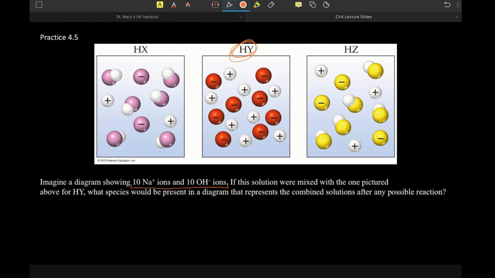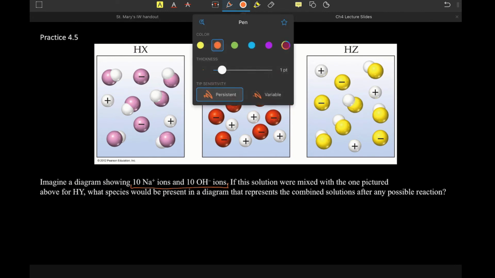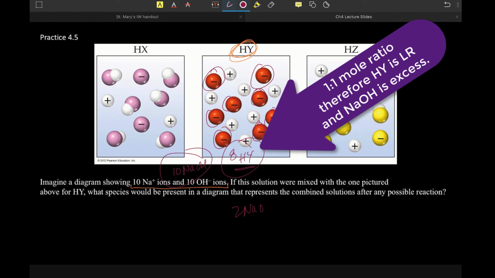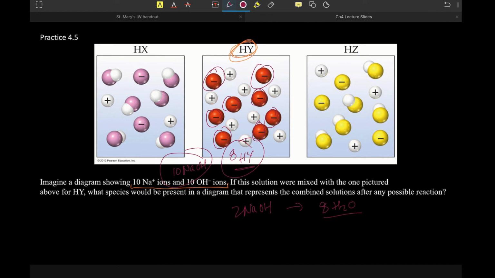So hopefully you thought that was pretty easy, right? Because if we count, let's do a count here. So we have 1, 2, 3, 4, 5, 6, 7, 8, right? And the matching number of protons, right? So we have 8 HYs, yes? And if we have 8 HYs and we have 10 NaOH, right, then it's easy to see that we will react all 8 HYs, and we have 2 NaOH remaining, and we will have produced 8 H2Os. Yes, does that make sense?